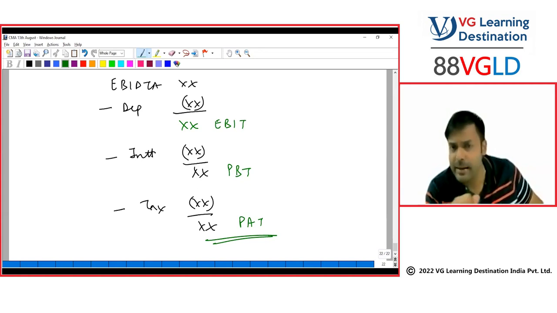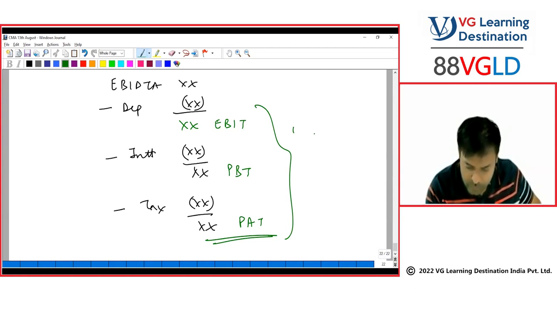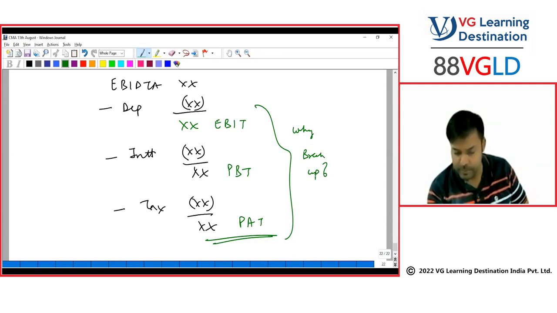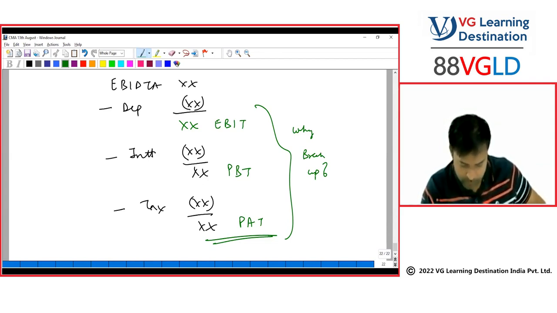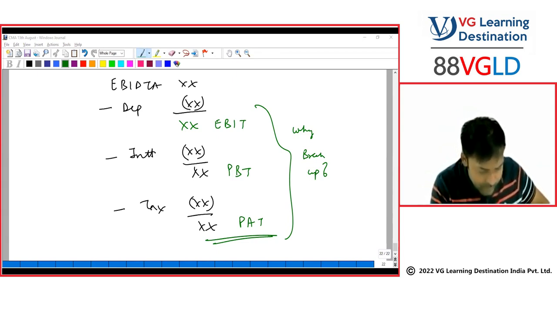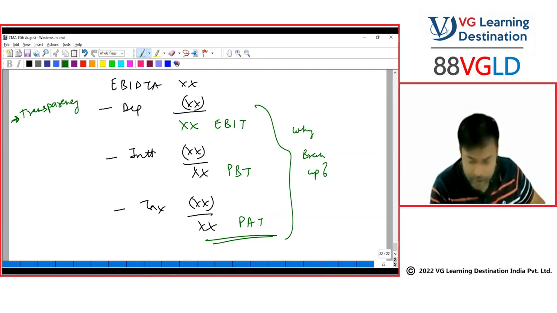What is the rationale of breaking it up like that? Why are we breaking it like that? Why break up like that? Transparency, very good point. You're giving transparency, good point. Any other point, guys? As a shareholder, what is your advantage? As a shareholder, what is your advantage?